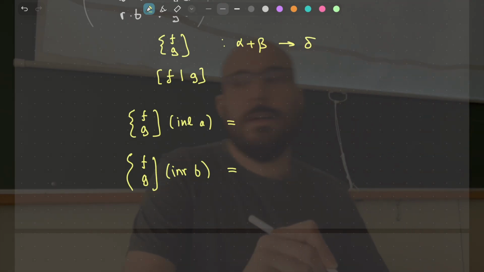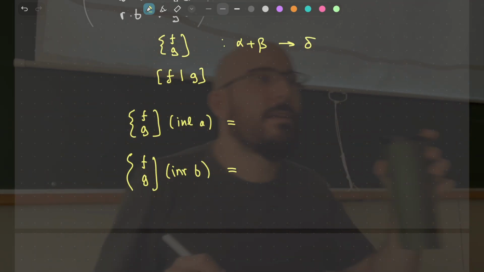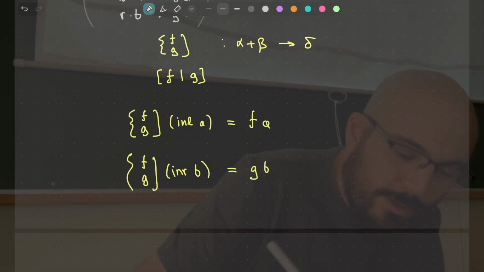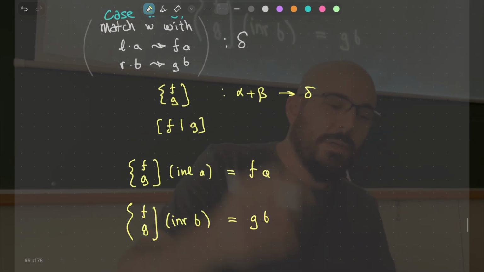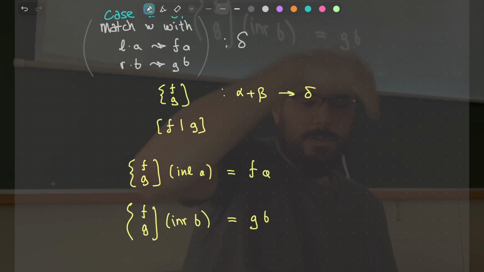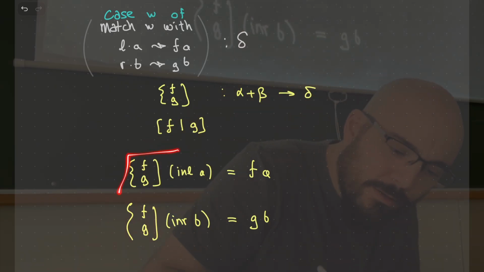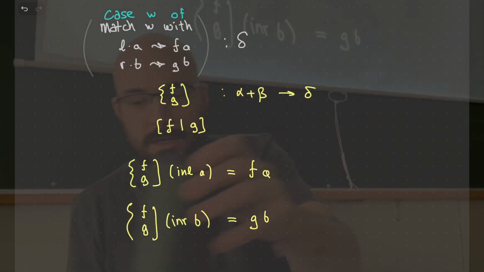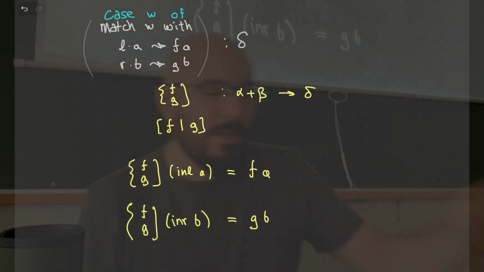And now I think I can get someone to help me here. Yes? F of A and G B. F of A and G B. Yes, exactly. So this is how this thing computes. Okay, you plug something, it looks in this argument. If it's in A, it will call F, and the whole thing will get substituted by this much simpler thing. Okay, makes sense?